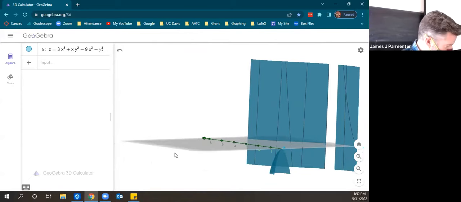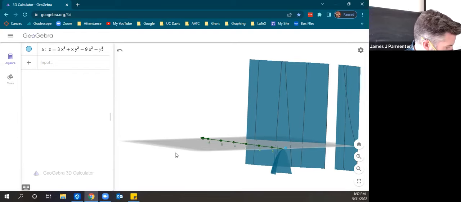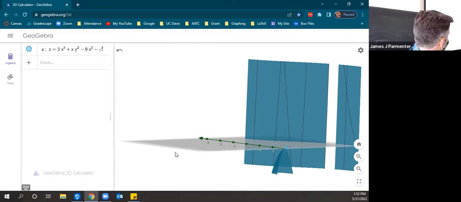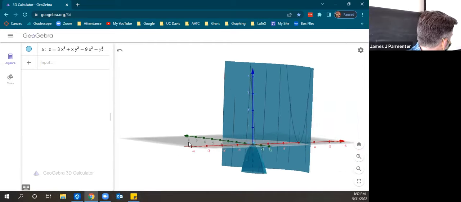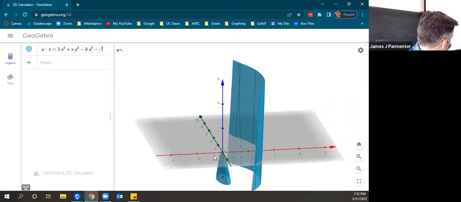The problem is when you plug in (2, 0), the value is probably something like 3 times 8, which is 24, minus 9 times 4, which is 36. So it's negative something. Sometimes the graphs aren't always super illuminating, but they're still fun to play around with.